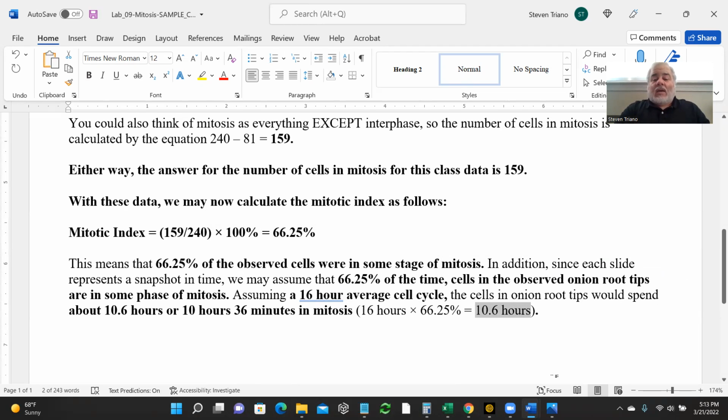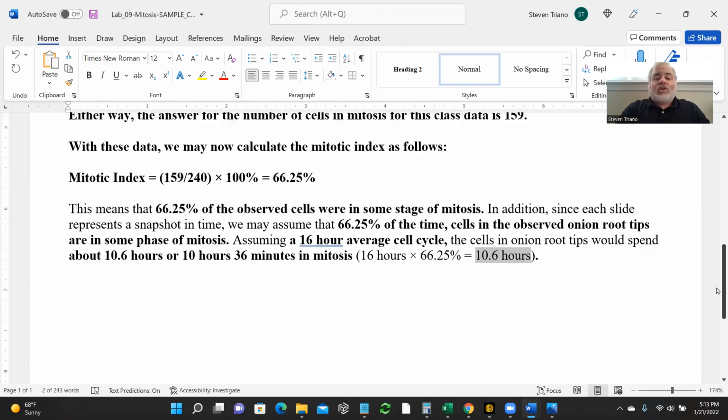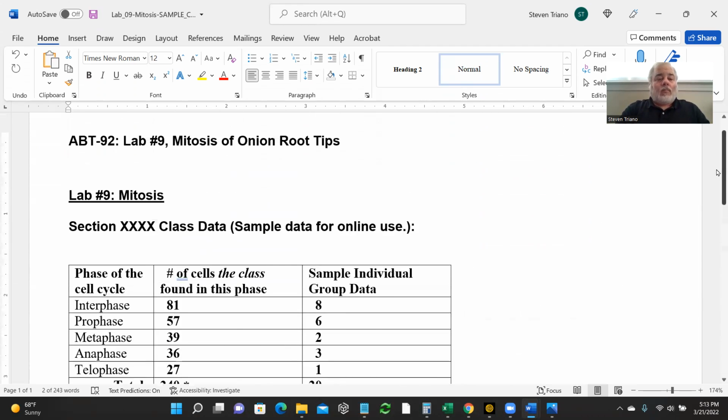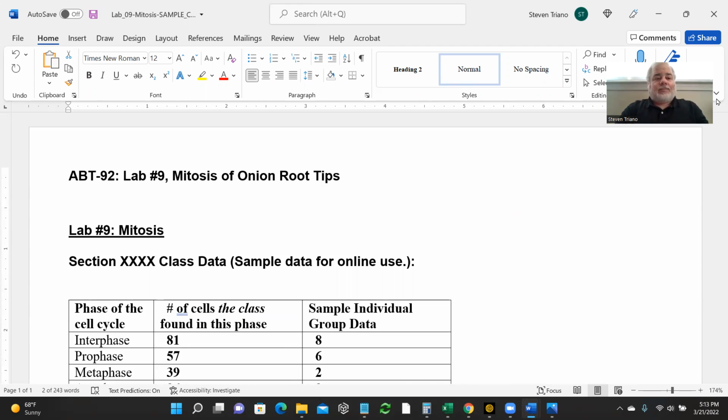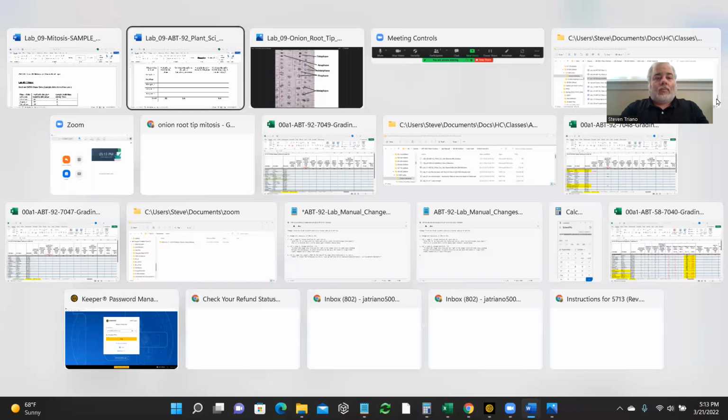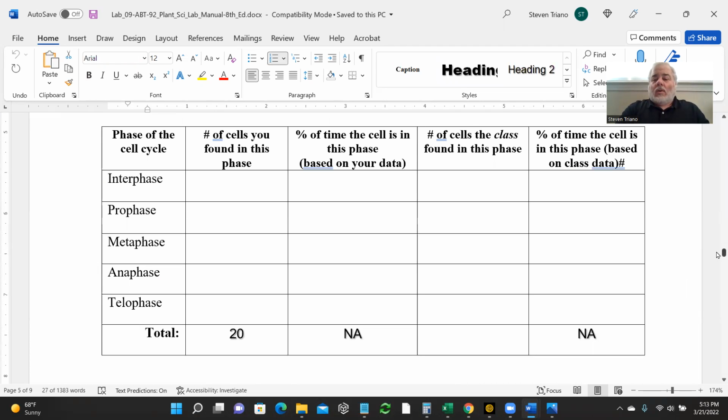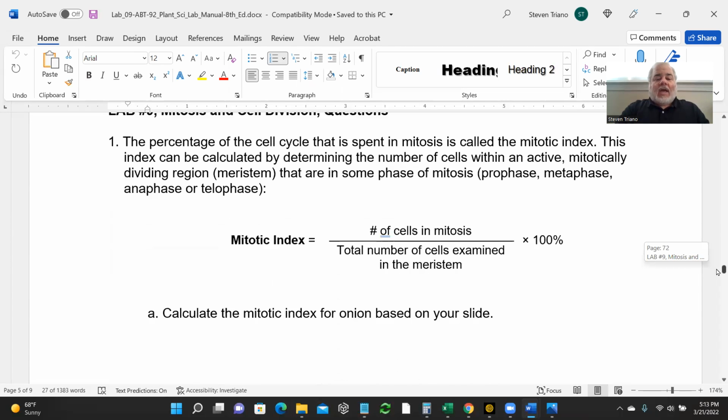And the remaining, what would that be? The remaining 5.4 hours would be in interphase, doing things like growing and DNA replication, getting ready to divide again. That would take about 5.4 hours based on these data. Okay, so that's just a sample of the data. And then you have some questions.